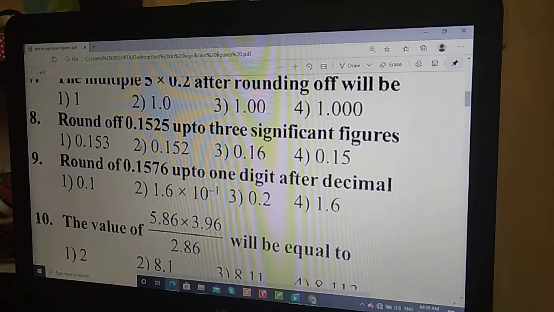Sorry, this is question 9 I was reading. Question 8 is 0.1525 up to 3 significant figures. So they are asking for 3 significant figures.